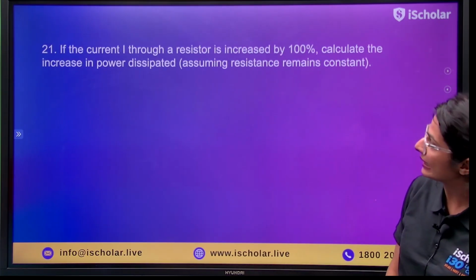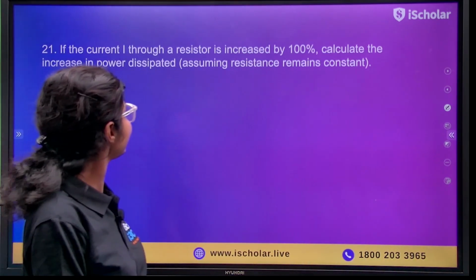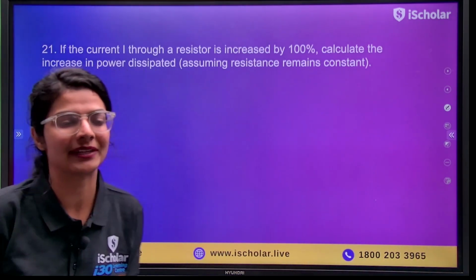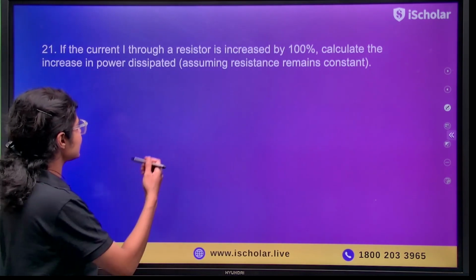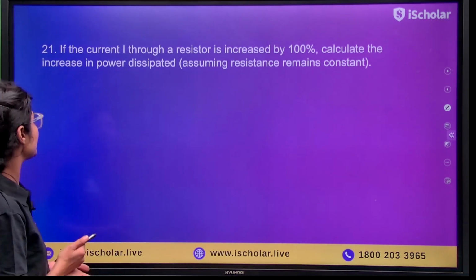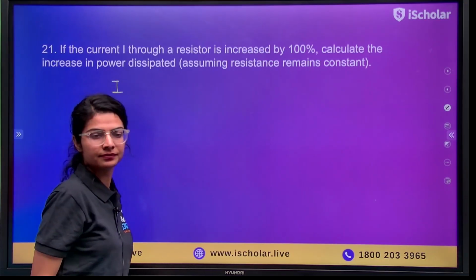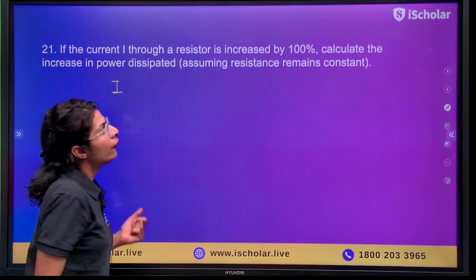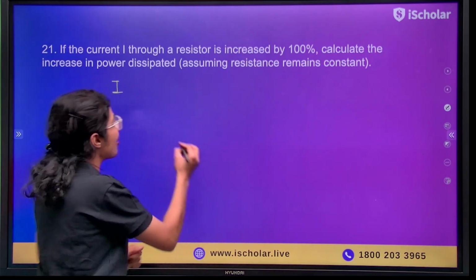If a current is increased by 100%, then calculate the increase in the power dissipated. Okay, so let's see this question. So the current is increased by 100%. Okay, so let us suppose our initial current is I. When you increase the current by 100%, what would be your final current?